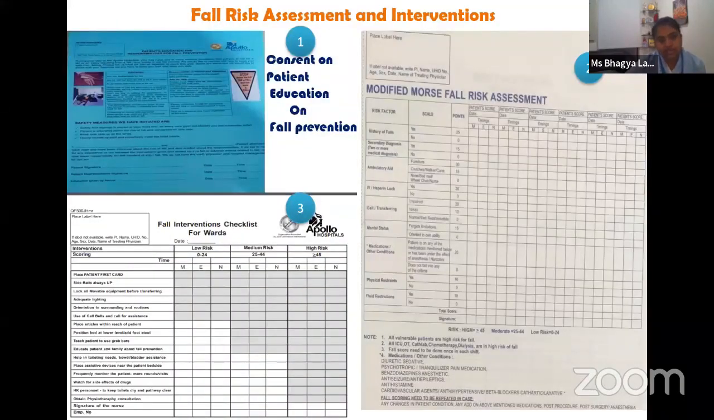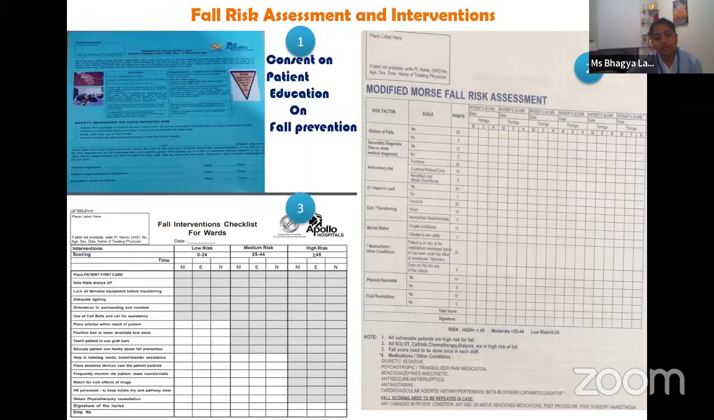And the fall risk assessment and intervention is not particularly for the ICUs, it is even for the wards also. We have to have a fall risk assessment to understand whether the patient is vulnerable to a fall or not. All ICU patients are at risk of a fall. So what we have to do is follow the fall intervention checklist. The first picture in my slide shows the consent which we have to take from the patient and family. If the patient is unable to give it, we take it from the family, after we have educated them about the fall prevention measures and what we are following at our hospital.